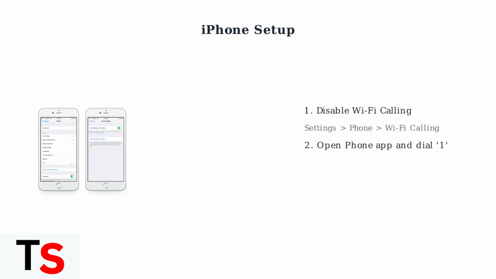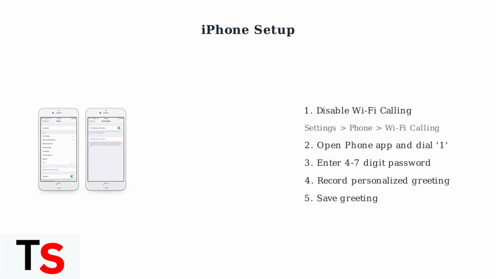Go to Settings, then Phone, then Wi-Fi Calling, and turn it off. Next, open the phone app and dial the number 1. When prompted, enter a 4-to-7-digit password for security. Then record a personalized greeting and save it to complete your iPhone voicemail setup.